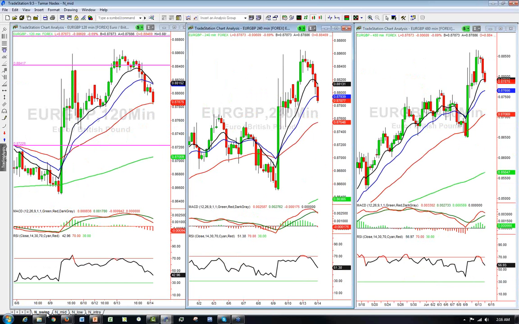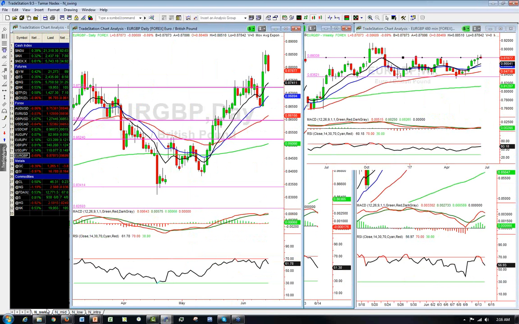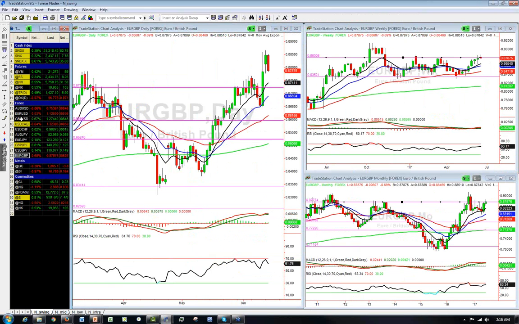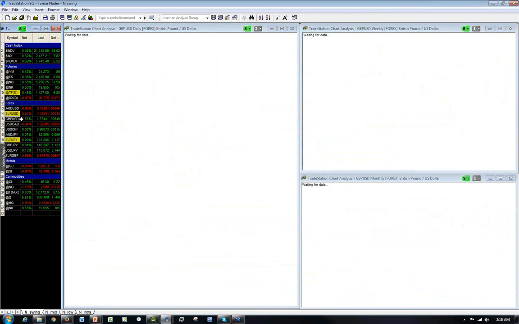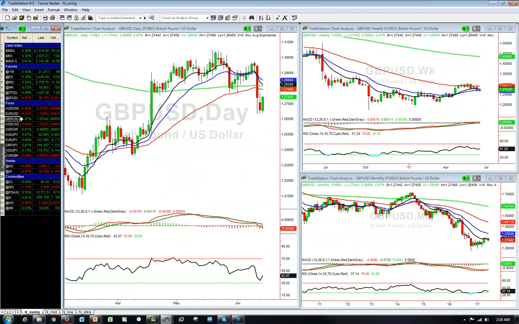The next one that I want to take a look at is the pound versus the US. We've seen some really nice sell-off of the pound in reaction to the election.